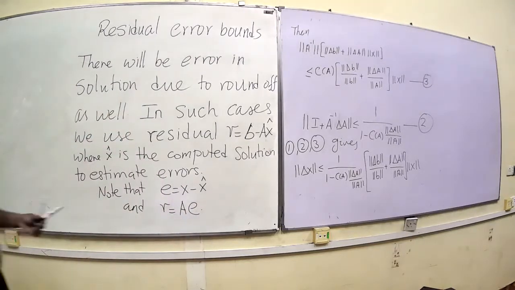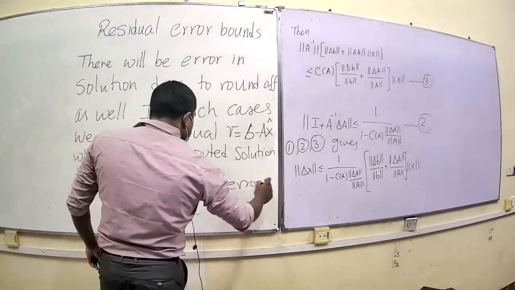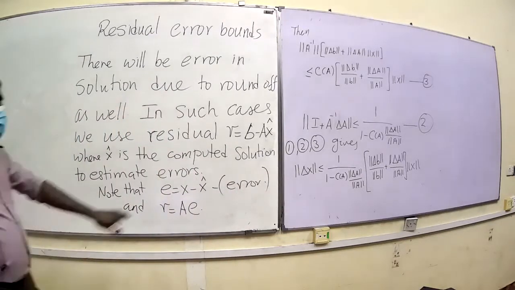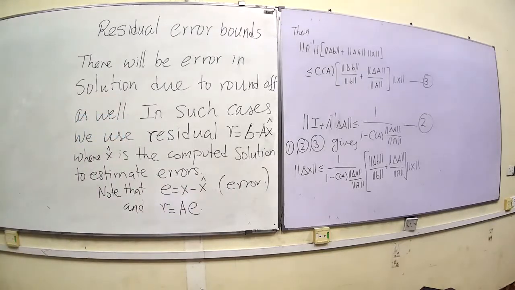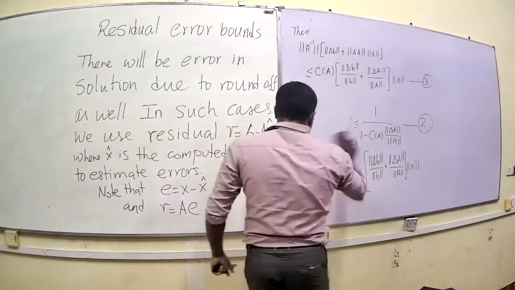You know that E is the error, so I don't need to mention it again. So E, the error, is X minus X hat, the real solution minus the computed solution. The relationship between the error and the residual is that the residual R equals A times the error, the coefficient matrix times the error. Now we will see the residual theorem.